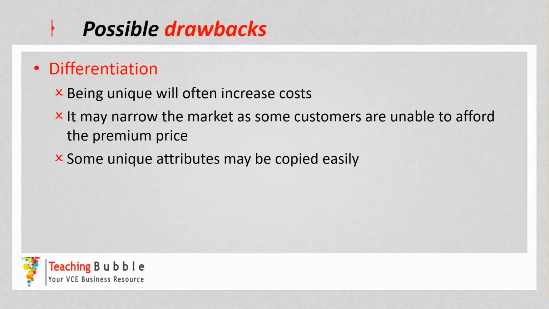Now, like before, we'll just go through some possible drawbacks of implementing the differentiation strategy. Firstly, one issue that can arise with being unique is that it often costs more, and so the costs will rise significantly. Now, if costs actually rise out of control to achieve the differentiation or the uniqueness, it will negate any benefits received through the premium price, and therefore the business will no longer have a competitive advantage.